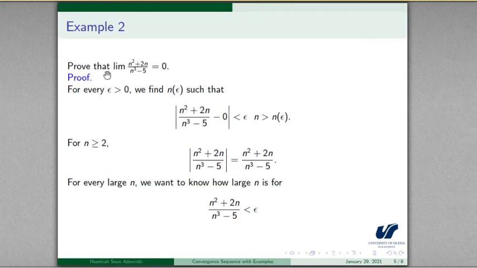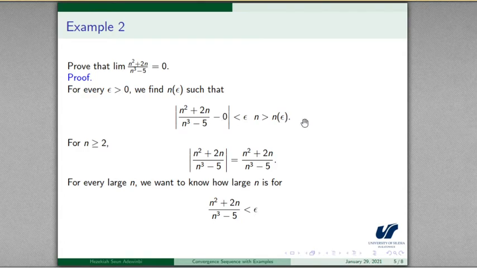So this is the proof that the limit of n squared plus 2n divided by n cubed minus 5 is equal to 0. Now, using the normal limit definition, we know that this is true. But in mathematics, we have to prove the reasons why it's true. So for every epsilon greater than 0, here we also use definition 1. Epsilon greater than 0, we find N of epsilon such that this, which is the sequence, minus the limit 0, is less than epsilon.